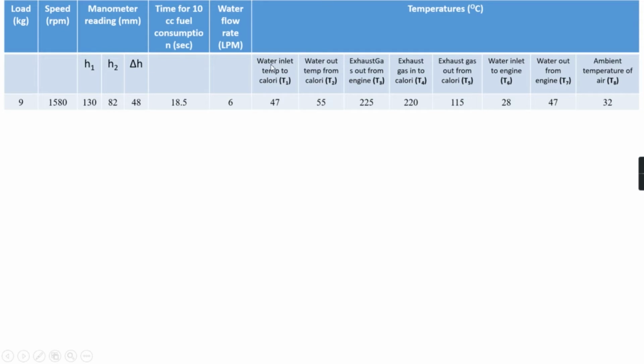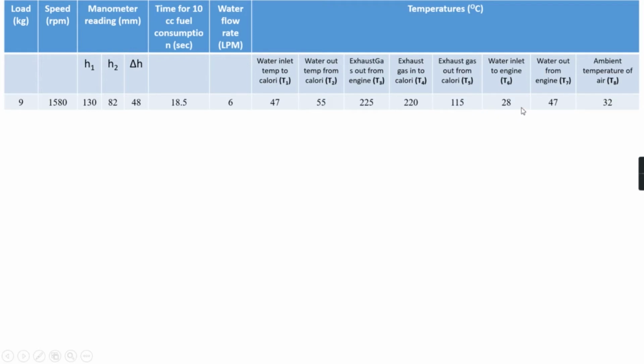Then we have measured the temperatures at different locations. The water inlet temperature to the calorimeter, T1, is 47 degrees centigrade, and the water outlet temperature from the calorimeter, T2, is 55 degrees centigrade. The exhaust gas outlet temperature from the engine was 225 degrees centigrade, and the exhaust gas temperature when it is fed to the calorimeter is 220 degrees centigrade. The exhaust gas outlet temperature from the calorimeter is 115 degrees centigrade.